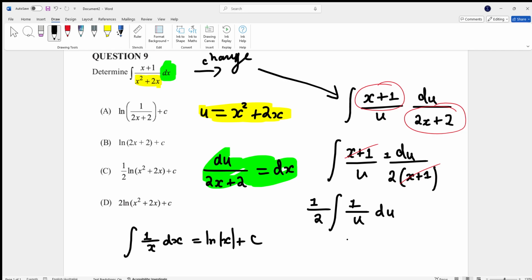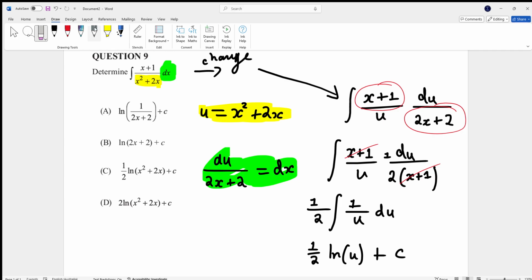So why would this be any different? Because it's just a different letter. So here you have a half natural log of u plus c. Now we're not finished because our answer has to be in terms of x. So see how there's a u in here? We need to put the x squared plus 2x back in here. So our actual answer is a half natural log of x squared plus 2x plus c. So the correct answer here is C.